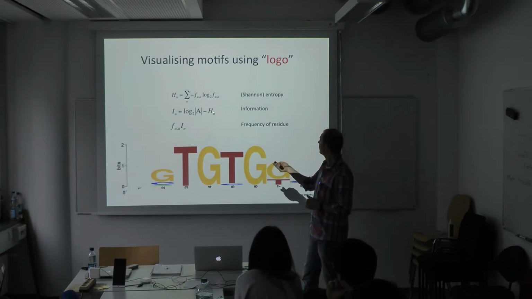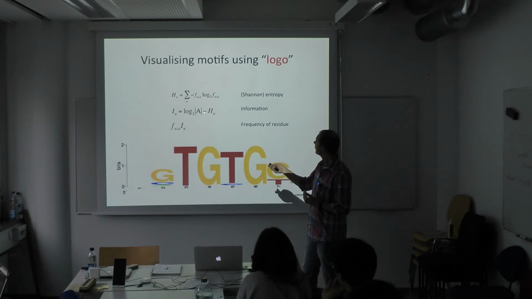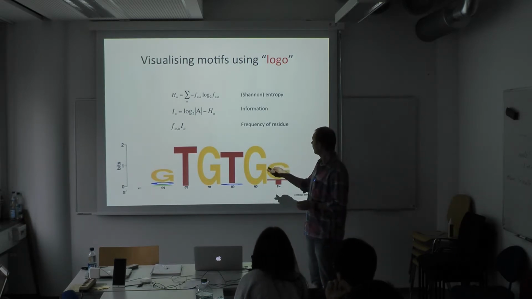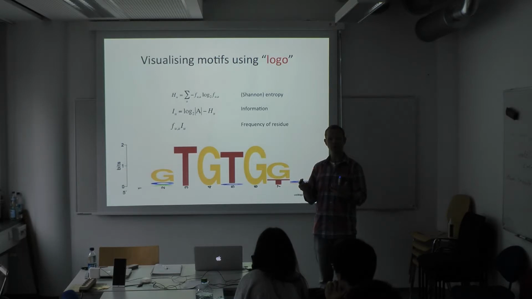And in fact, it's this. So the information in a particular column here is this value. Now, log 2 of the size of the alphabet. If we're dealing with DNA sequences, it's 4. So log 2 of 4, you know that? You can do that in your head, right?